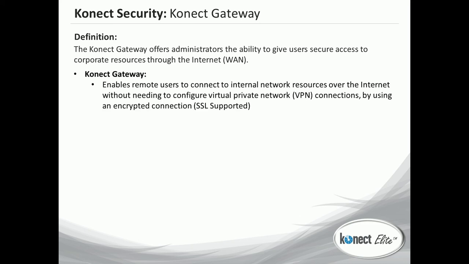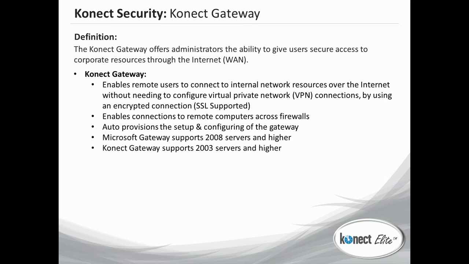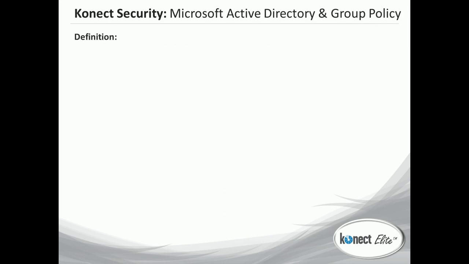With the Konekt Gateway's inherent encryption, you don't need a VPN connection, but you can layer on VPN and SSL if you want. The gateway enables connections to remote computers across firewalls and auto-provisions itself so you don't have to. All in all, the Konekt Gateway increases security, better enables mobile user access, and reduces costs when compared to alternative secure access technologies. The second part of Konekt Security pertains to authentication and lockdown.